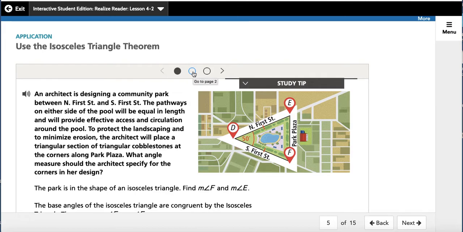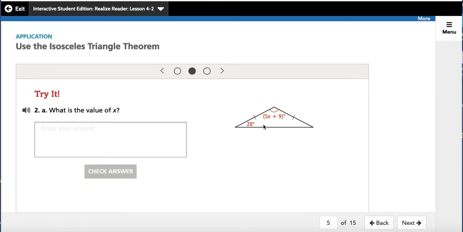Okay, we're going to apply that again. This time it's just going to be a simple diagram like this. Knowing that this is 28 and that this side is the same length as this side, and knowing that this angle up here is 5x plus 9, and your knowledge that 3 angles inside a triangle add up to 180, you should be able to solve that. Click pause, give it a shot, come on back when you're ready.